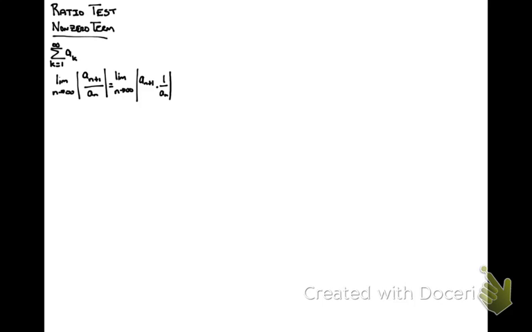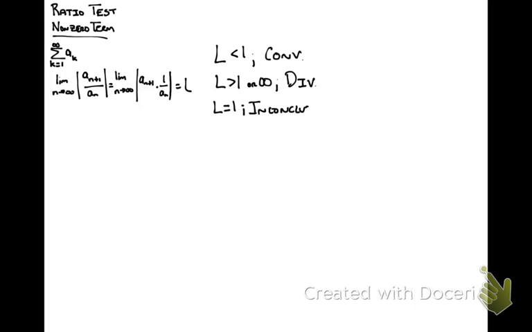Now, this will have some value for the limit, and there are three things that are possible. One is that the limit is less than 1, and when the limit is less than 1, the series converges. The limit could be greater than 1 or infinity, and if that happens, then we have divergence. And if the limit equals 1, then we can't conclude anything. We'll have to use a different test. So it's inconclusive if the limit equals 1.